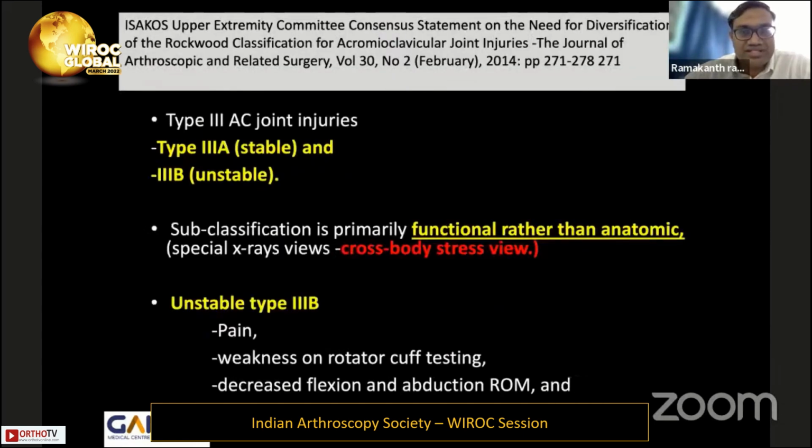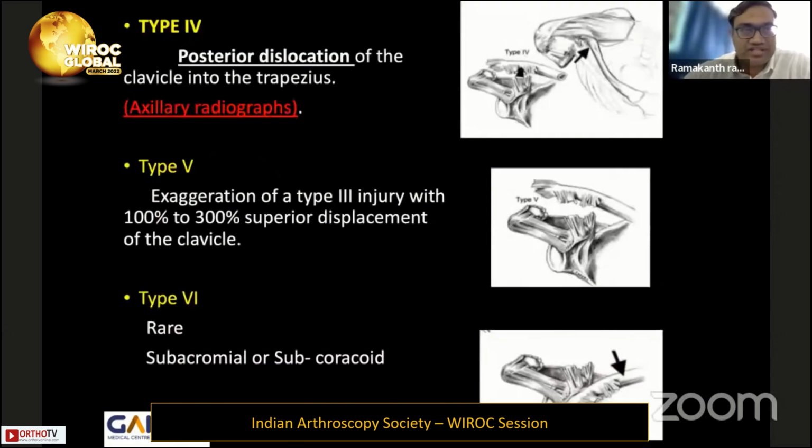So ISAKOS, in the consensus meeting, has divided these into stable and unstable types, where the subclassification is based on functional rather than anatomical classification and based on the cross-body stress views. So type 3B is usually more painful, with weakness on rotator cuff testing, decreased flexion and abduction range of movement, and some may demonstrate scapular dyskinesias.